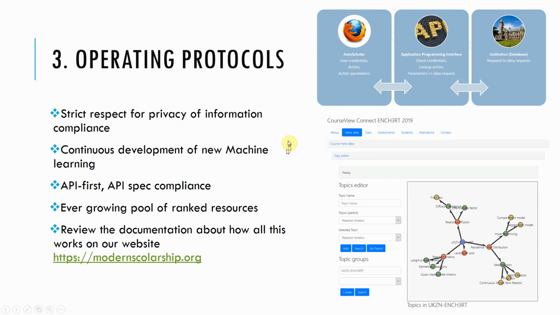The system strictly observes the privacy and protection of personal information protocols and delivers functionality without sharing information, even with AutoScholar staff. We do this through encrypted APIs, so no matter what the institution data structure is, it can be translated to the AutoScholar specification and the functionality delivered consistently. We've seen this work again and again. To understand this in better detail, please access our videos and documentation at modernscholarship.org.